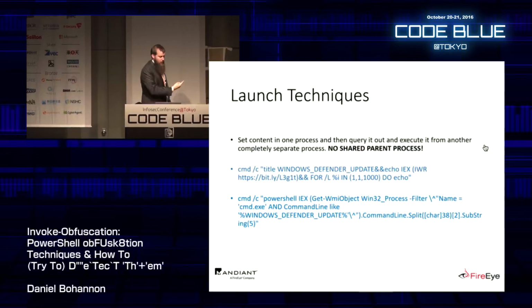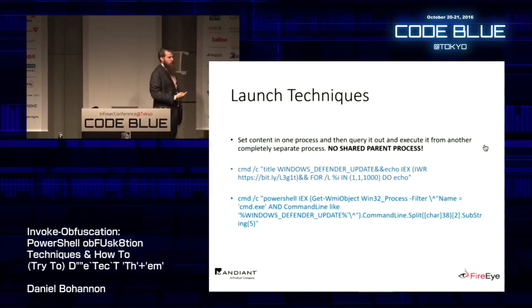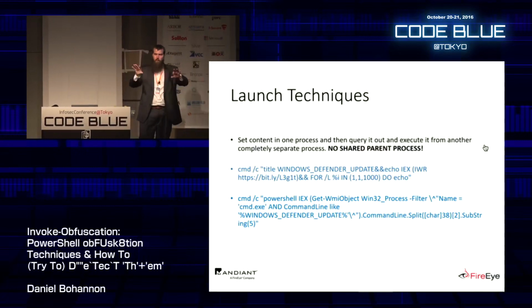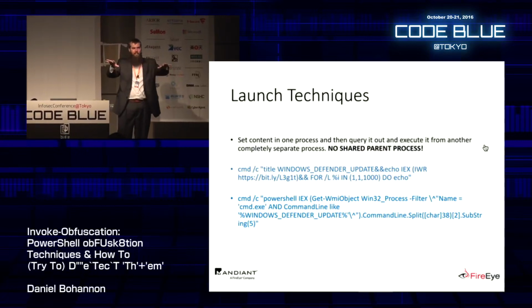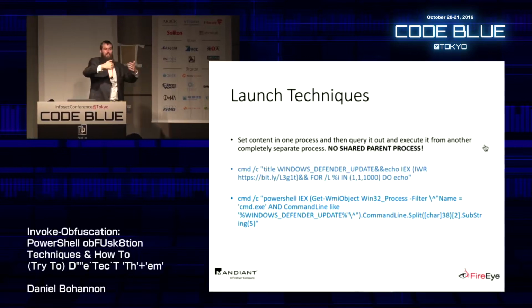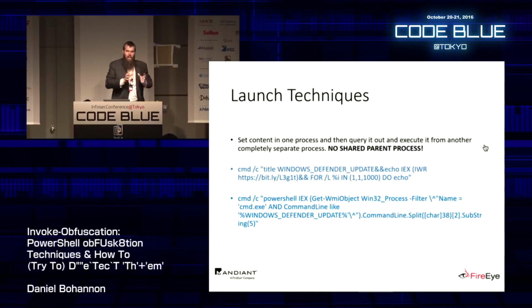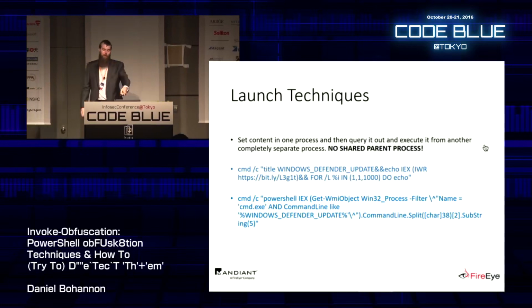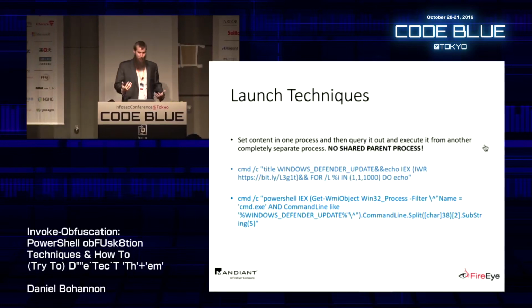Another way we have seen an attacker use this is using WMI, to basically inject their command into multiple processes and then spawn a PowerShell command to query out all of the command line arguments, piece them back together, and then invoke the command. This is the coolest thing I've seen so far with PowerShell. It was used in the wild.